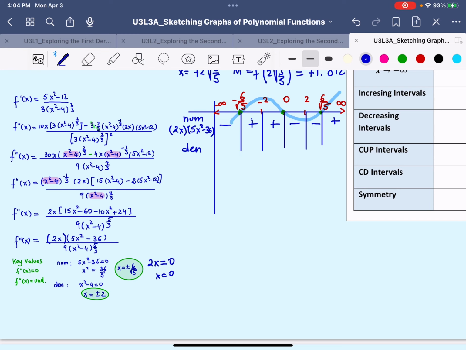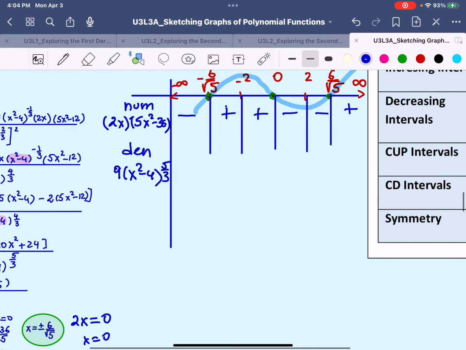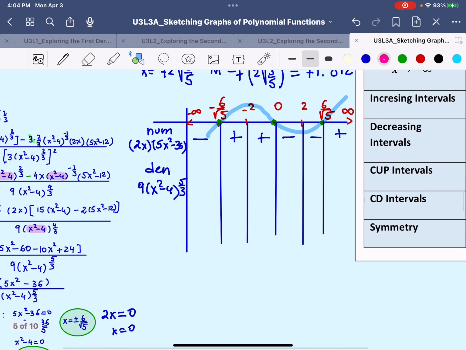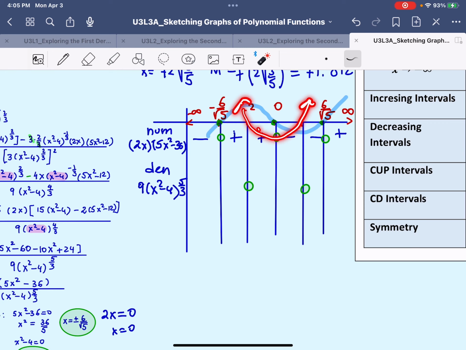Now let's do the denominator. The denominator has the expression 9 times x squared minus 4 to the power of 5 over 3. So let me extend these lines. The zeros of the denominator are at negative 2 and 2. So here we go, negative 2 and positive 2 means that since this is quadratic, it will open up here, which means between negative 2 and positive 2, it will have a negative sign, and outside it, positive.